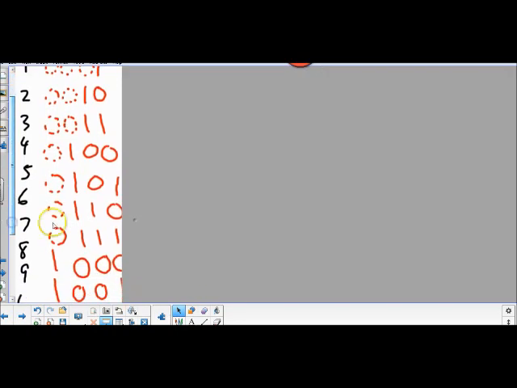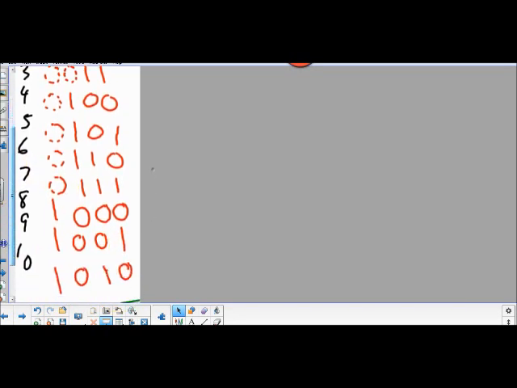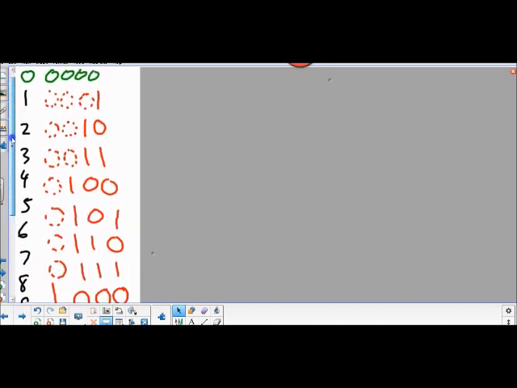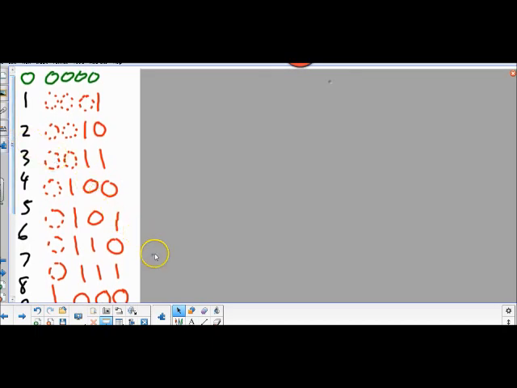And when we get to 8, that is 1 in the 8's place and none of the others. 9 is an 8 and a 1, so 1 in the 8's place and 1 in the 1's place. 10, we can see the pattern developing here: an 8, no 4s, a 2, and no 1s. That's 10. 8 and 2 is 10. Alright, see if you can write 11, 12, 13, 14, and 15. Pause it and come back.